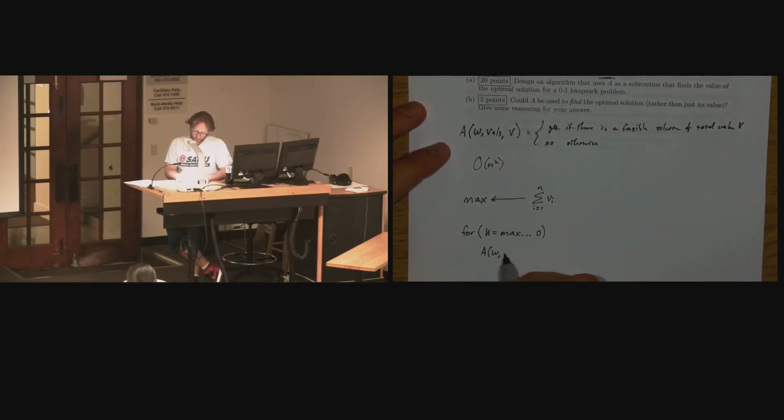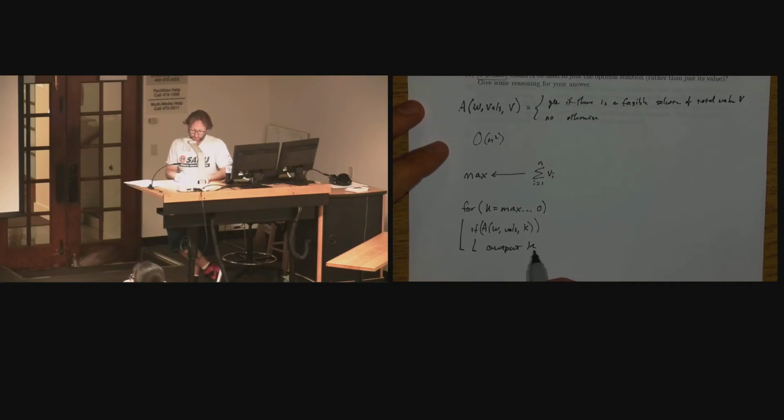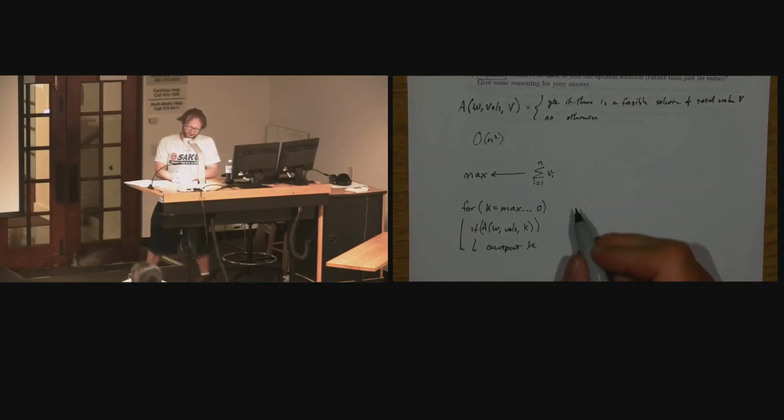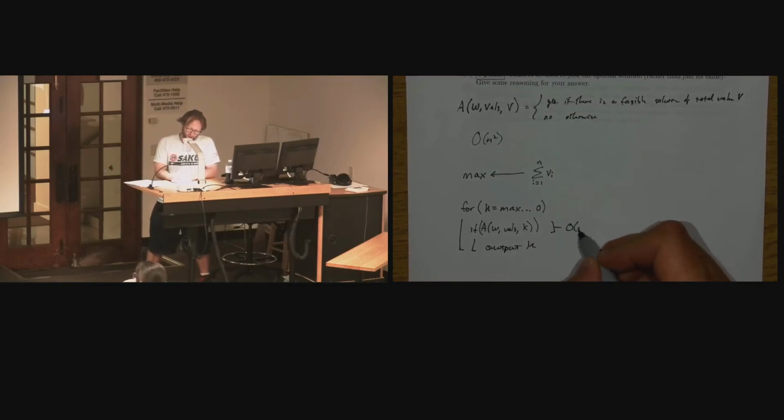A, W, vals, and instead of this V parameter, K. If it answers yes or true, then output k. That's the best possible solution, the value of the best possible solution. Right? And certainly it's going to answer 0. So you don't need anything after this to take care of the other case. It could say that, well, there's no feasible solution, so the best possible solution is going to be worth 0. Don't steal anything. Right? Be a good person. Don't steal anything. Right? So this right here is order n squared.